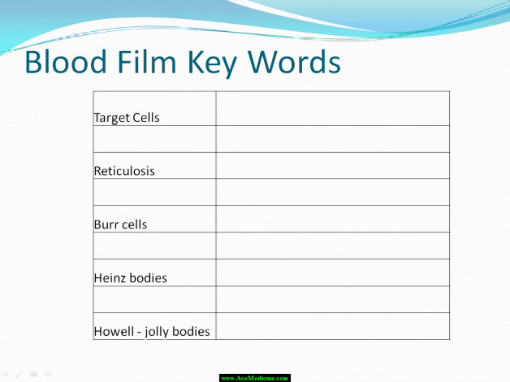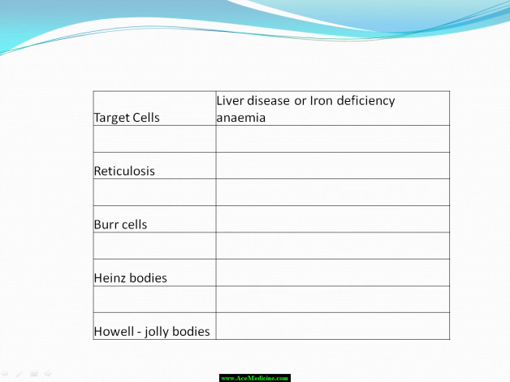Let's go through some blood film keywords. So if you see these in your EMQ SBA, you should already know what the diagnosis is. So if you see the word target cells, you should be thinking about liver disease or iron deficiency anemia. With iron deficiency anemia, you may also see pencil cells. With reticulosis, you should be thinking about hemolysis or hemorrhage.